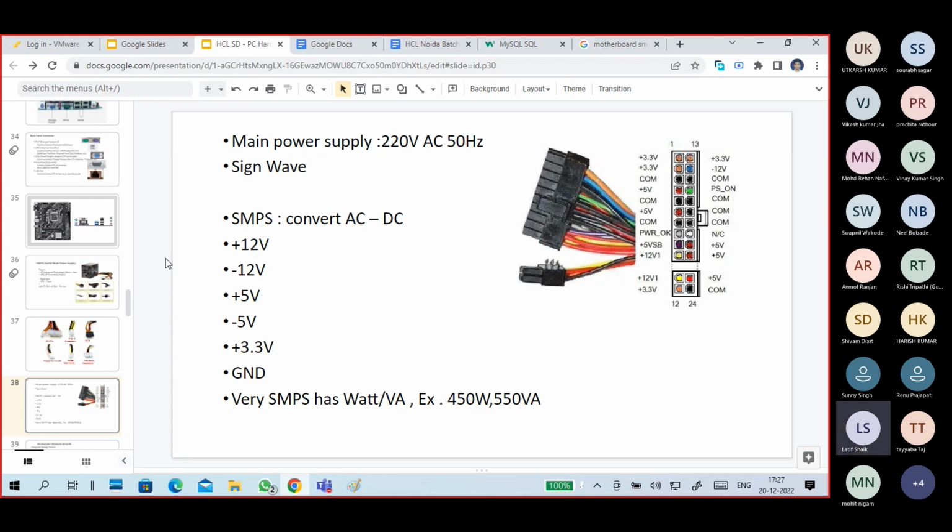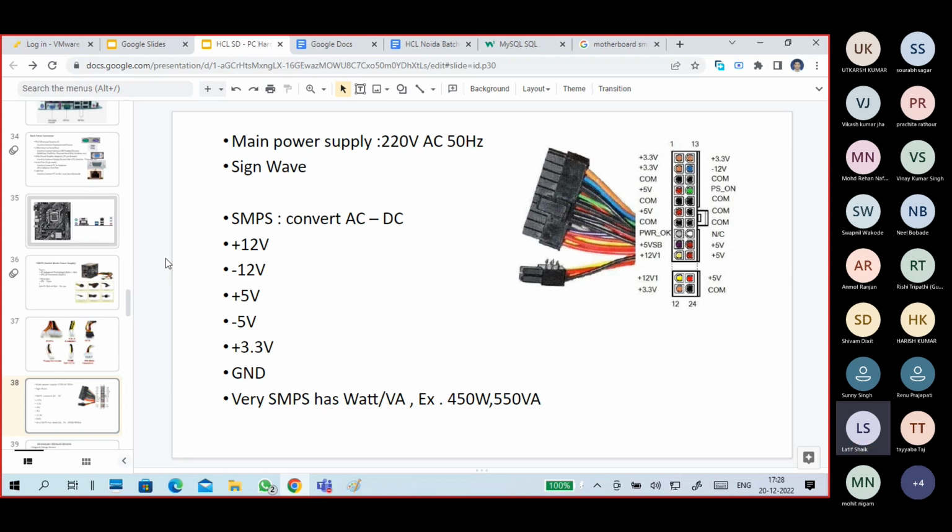From this we get different DC power supplies: plus 12 volts, minus 12 volts, plus 5 volts, plus 3.3 volts, ground, like that. Each color of these SMPS wires indicates something different. For example, yellow represents plus 12 volts, red represents plus 5 volts, orange represents plus 3.3 volts, and the black one represents common or ground. The green wire represents power on.